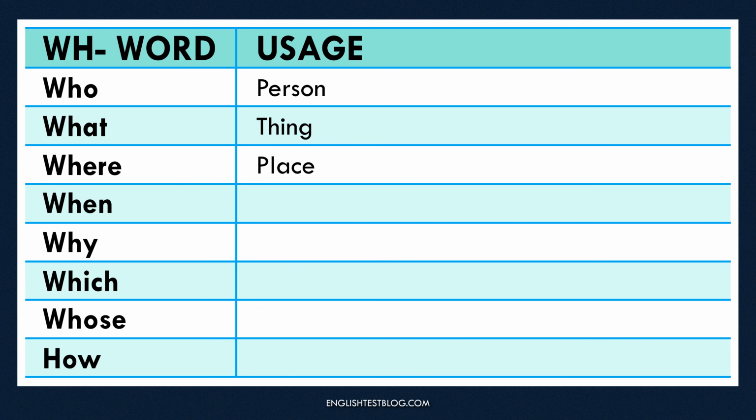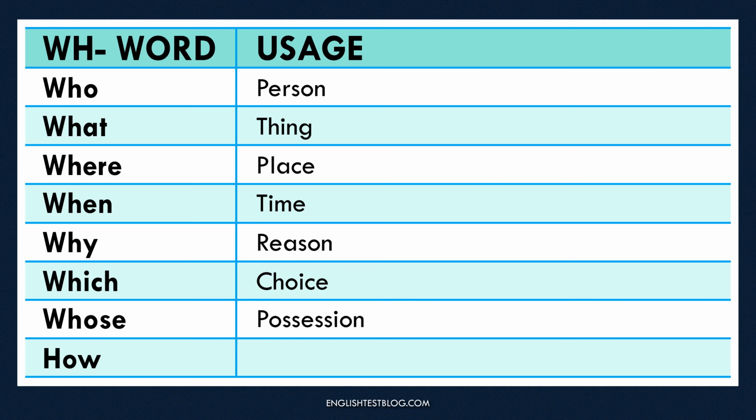Where? Where is used to ask about the place or position of someone or something. When? When is used to ask at what time something happened or will happen. Why? Why is used to ask for a reason or explanation. Which? Which is used to ask about specific choices or options.